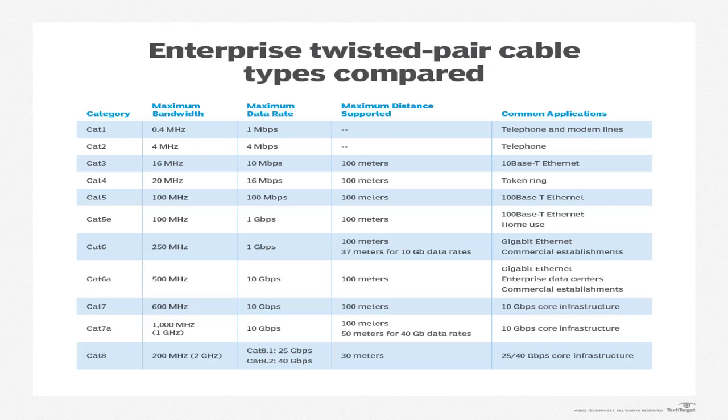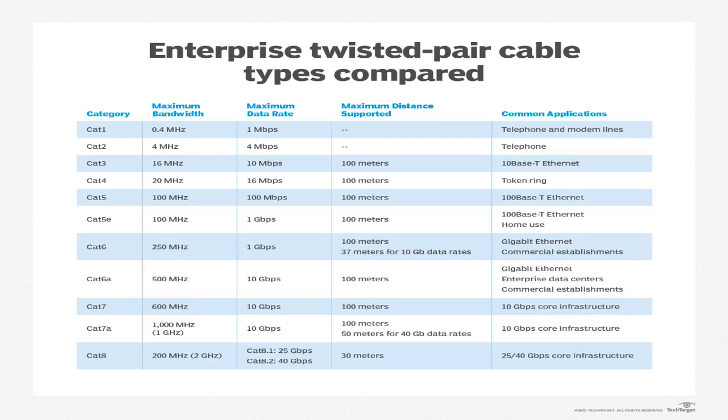The latest one is Cat 8, which supports speeds of 40 gigabits per second, with a distance of up to 30 meters. It is an ultimate copper cable and shielded twisted pair cable, which is 4 times faster than Cat 6 or Cat 7.